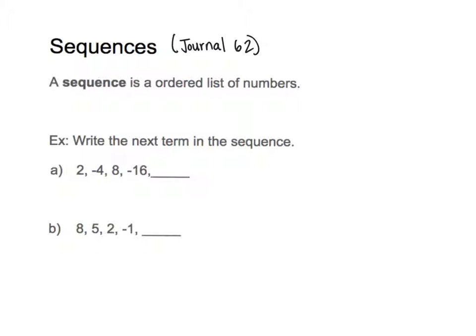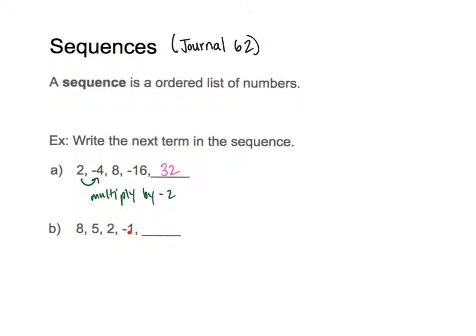Okay, so when I take a look at this first sequence here, I notice that the numbers jump in signs. I'm going from positive to negative, and they're also doubling. So what I notice is that it's being multiplied by -2 each time, and it's consistent. When I get to this -16, if I multiply it by -2, I get +32, and I figured out my next term. And I can do this on and on, however many I need.